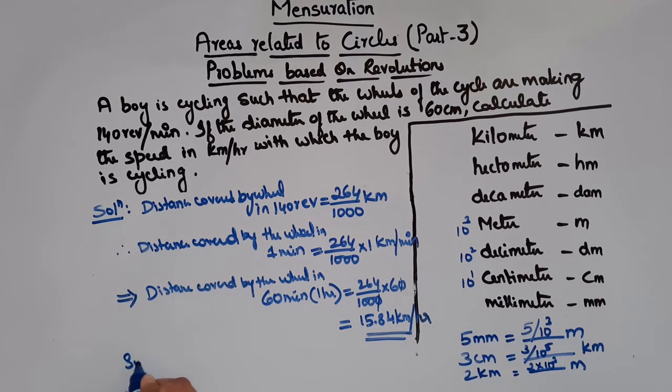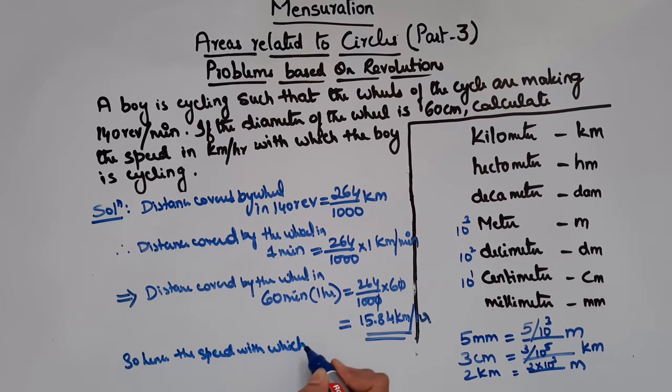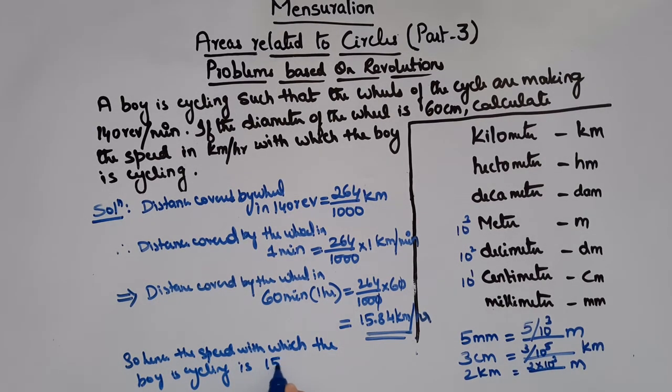So hence, the speed with which the boy is cycling is 15.84 kilometer per hour. I hope this is clear.